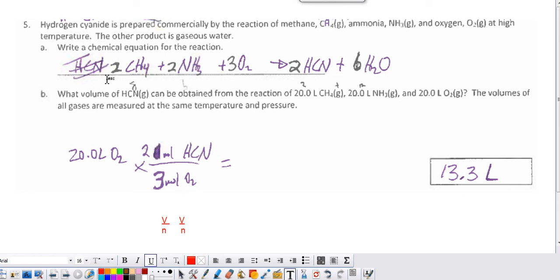Given these ratios, 2 to 2, 2 to 2, 3 to 2, the oxygen is going to be your limiting factor, so we just use the 2 to 3 ratio and solve for the hydrogen cyanide. We're not going to make 2 to 2. We're not going to make 20 liters because we're going to run out of oxygen before we get to 20 liters of hydrogen cyanide.